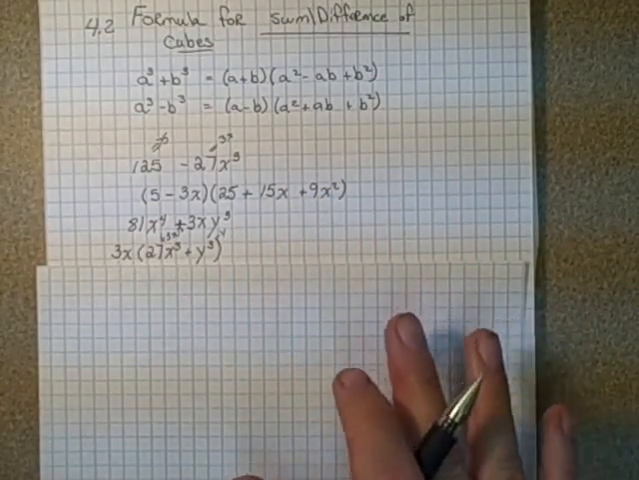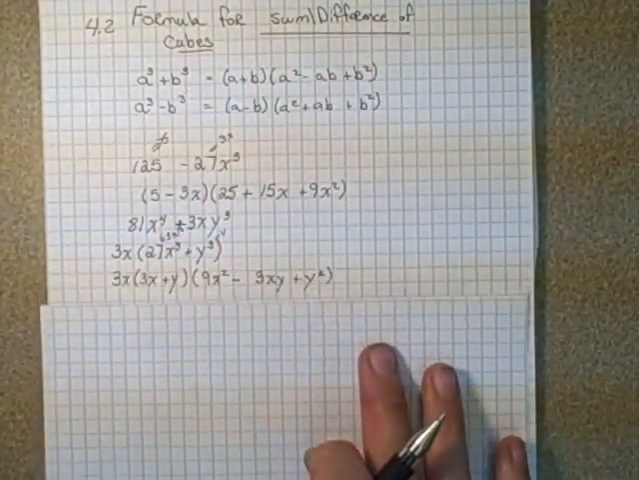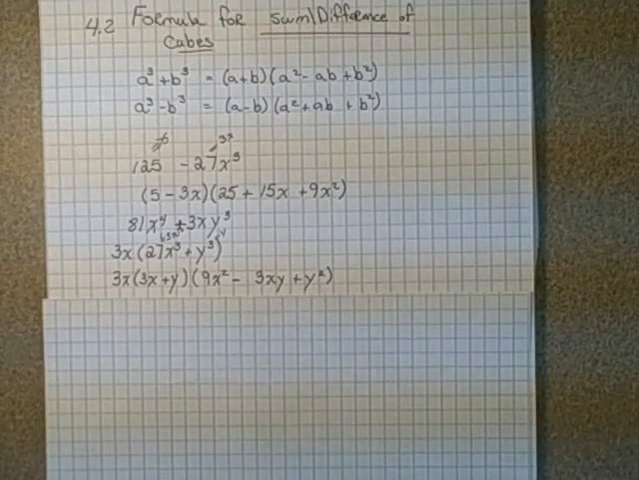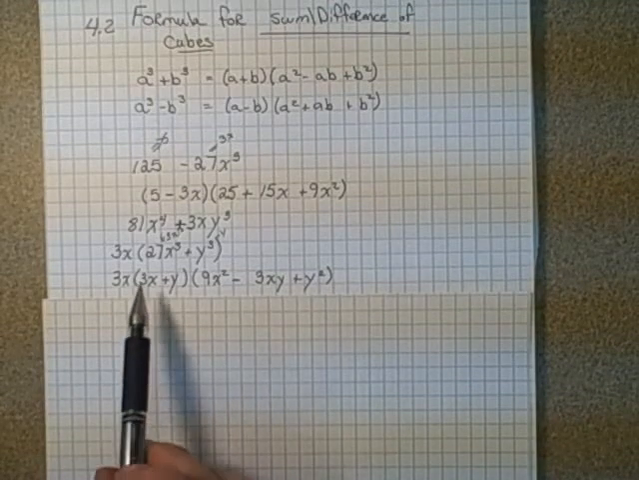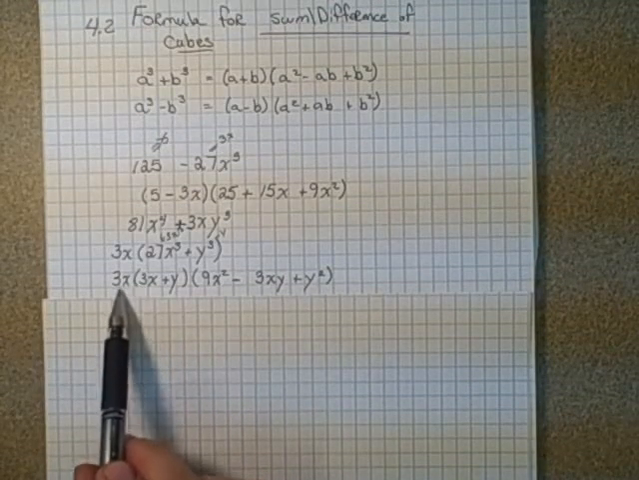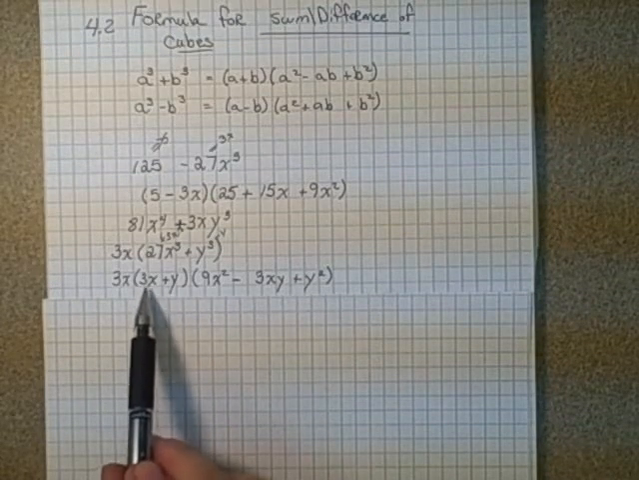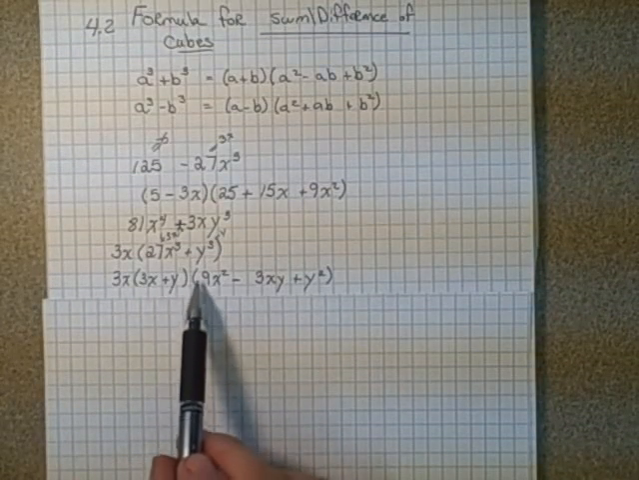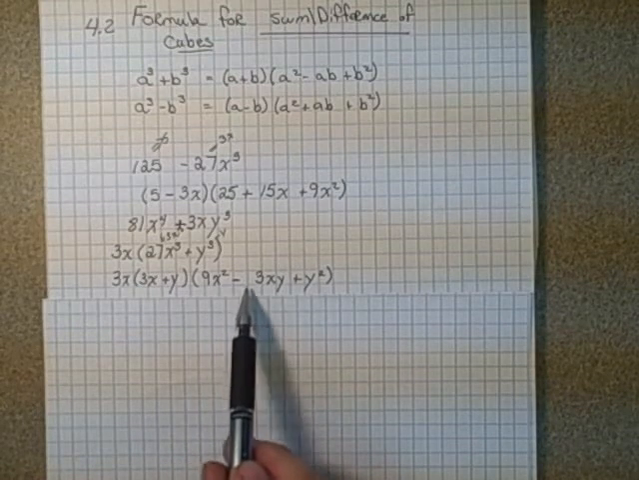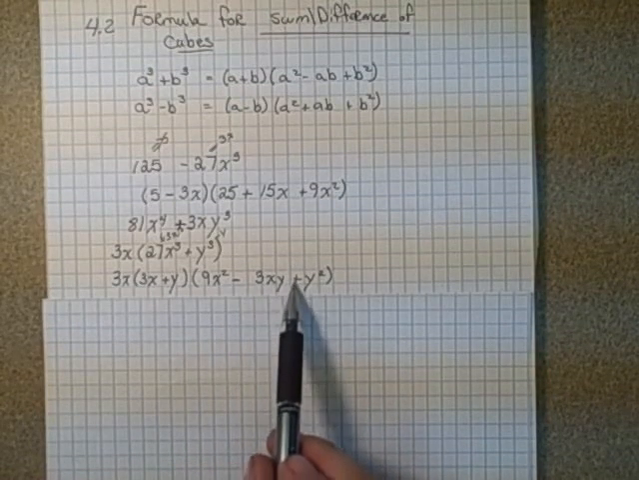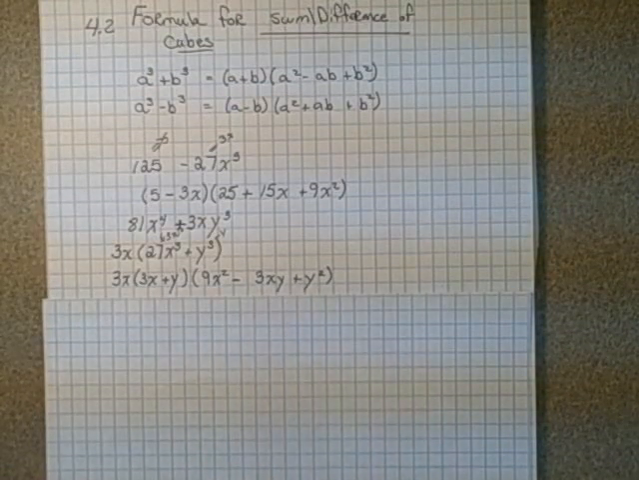So we just use the pattern for the top one and plug it in. I plugged in 3x for a and y for b, and I ended up with this expression: 3x, which we left out here, times 3x plus y, and then times 9x squared minus 3xy plus y squared. And that would be our second example.